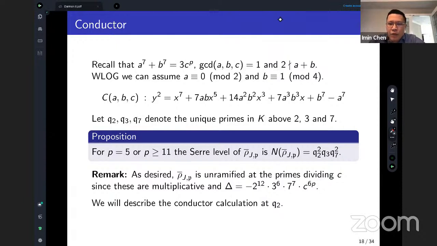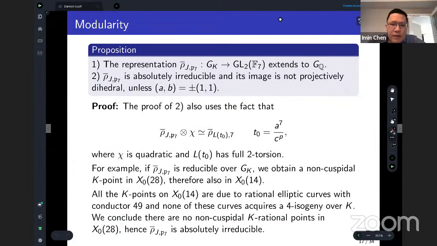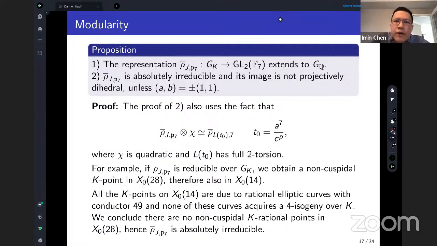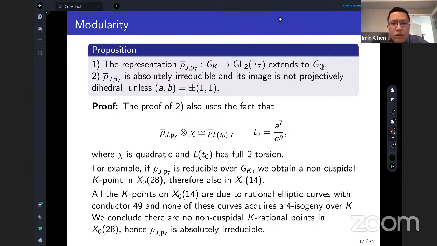I don't know if people have any questions, please feel free to ask. This study of the modular curves X0(14) and X0(28): was it done in your work, or was it done before in some general study? I'm sorry, I didn't get your question.